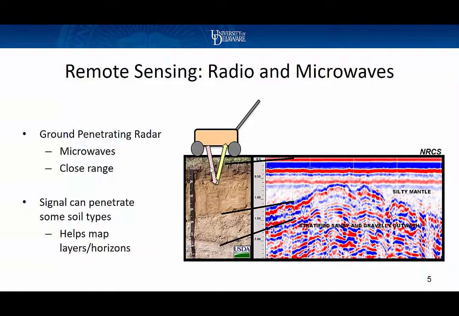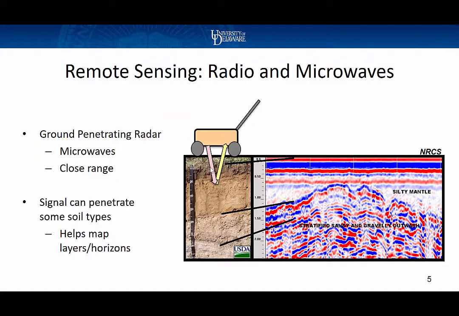So we can use radio waves in ag. We don't necessarily use it for crop monitoring, but ground-penetrating radar can give you similar information to a Veris. It sends radar down through the soil, and this is something from the NRCS. It sends radar through the soil, and it can measure different soil horizons.